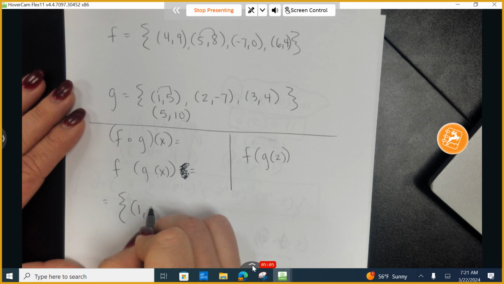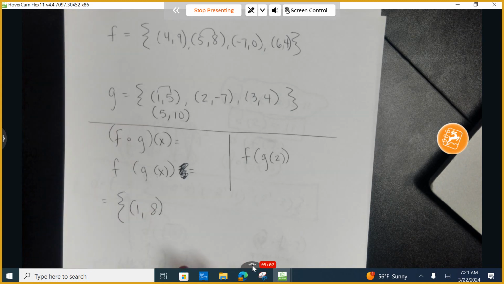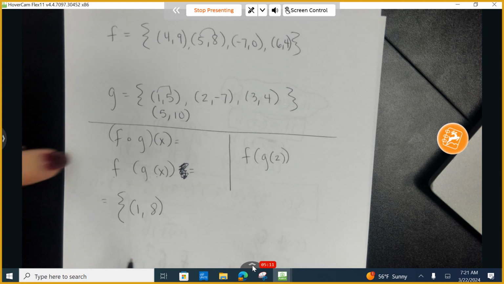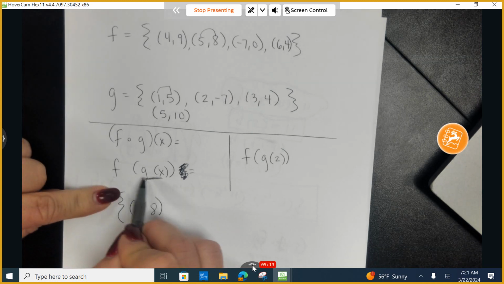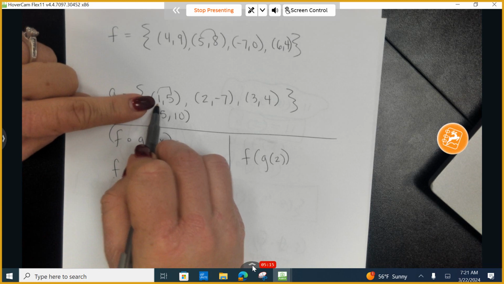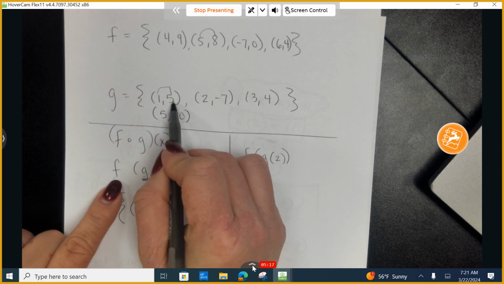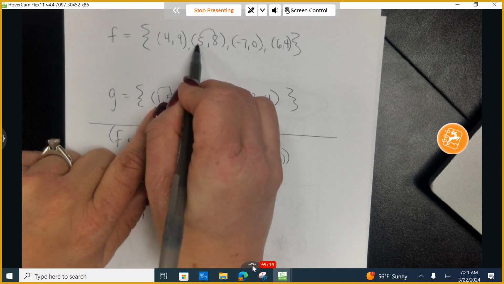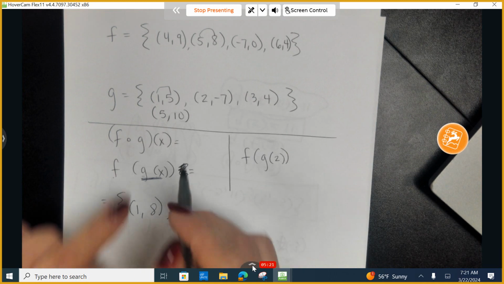So 1, 2, 8. Can you raise your hands if you had 1, 8? 2 people. Okay, let me slow up here. I start on the inside with the input. 1 maps onto 5, and now I go to the second function on the outside. 5 maps onto 8. Let's go to the next one.